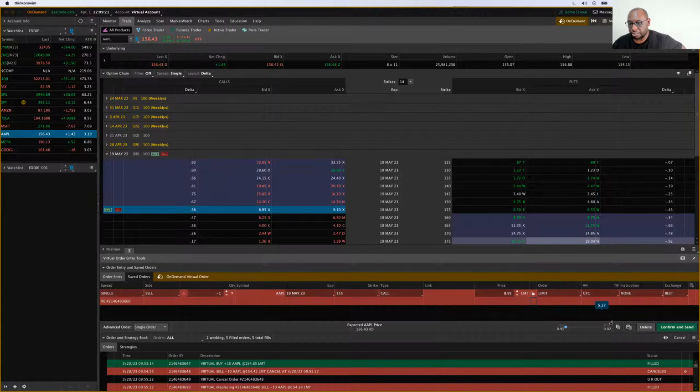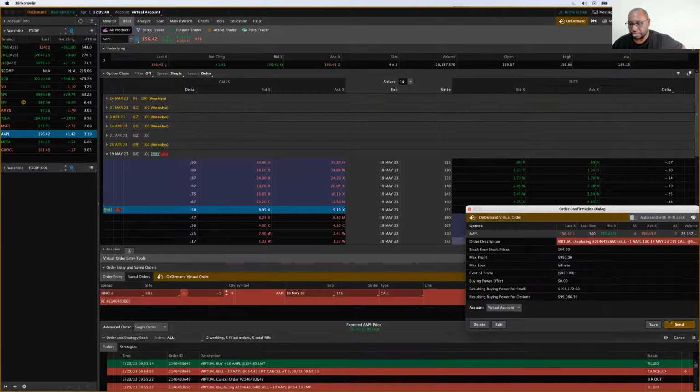And it looks like price has dropped a little bit, but this is 902. Tell you what, I'm going to change these to 950. All right, we can do 950. Right, 950 is fine. So I'll do 950, and I'm going to confirm and send.